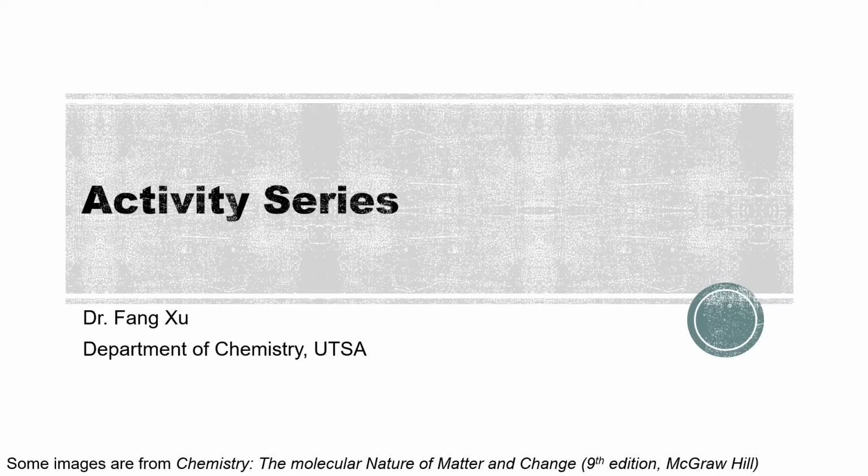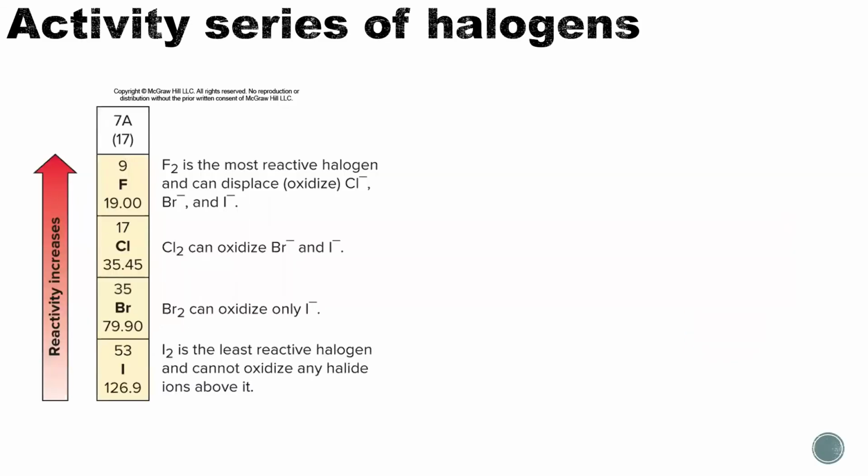This is the last topic in Chapter 4. So what is the activity series? For example, here we have different halogens, and they have different activities, and together they form the activity series. You can tell from this chart fluorine is the most active halogen element, while iodine is the least active halogen element. So when we have this activity series, we can predict reactions.